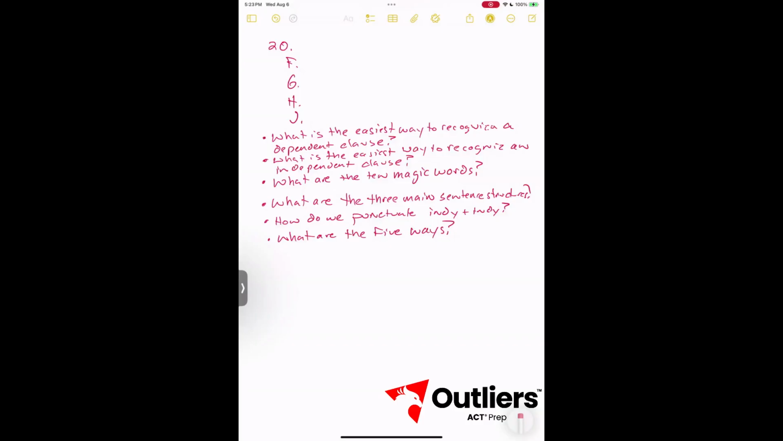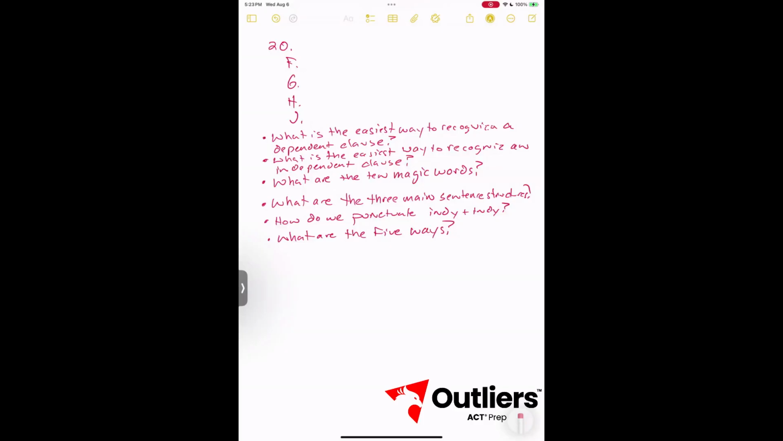If the first word is a dependent clause marker, it is almost certainly a dependent clause. If it is not, then it is almost certainly an independent clause. It really is that simple. So please make sure that you are working on training your brain in this new habit of just looking at the first word to determine if it's a dependent clause marker or not. What is the easiest way to recognize we have an independent clause? And that is if it does not start with a dependent clause marker. Super simple. What are the 10 magic words?